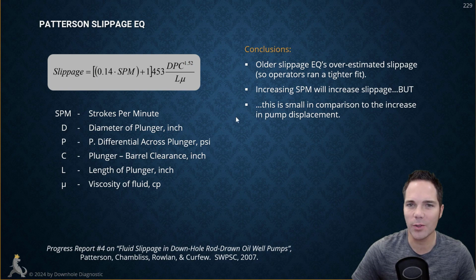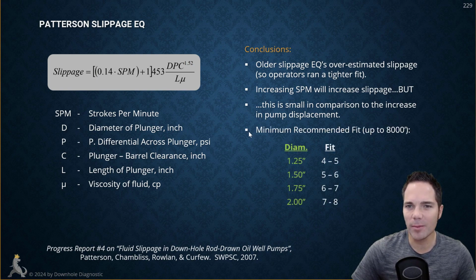But an important equation here to understand, and this is the minimum recommended fit that they have in that paper. So they're saying don't run anything less than that. Operators were running plungers that were too tight in their opinion, and you don't need to do that.